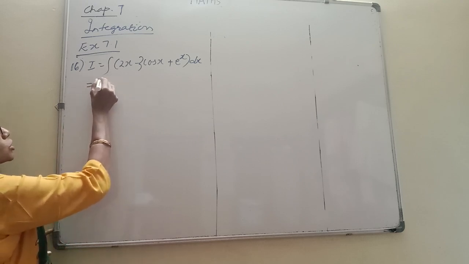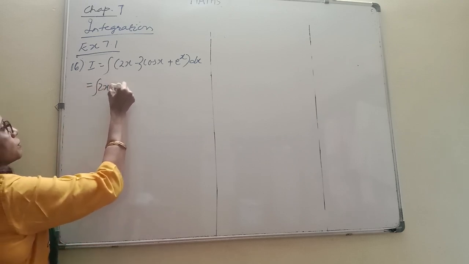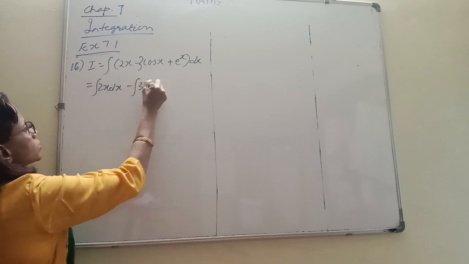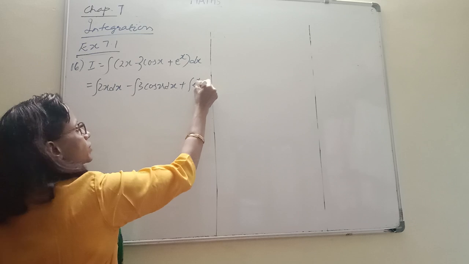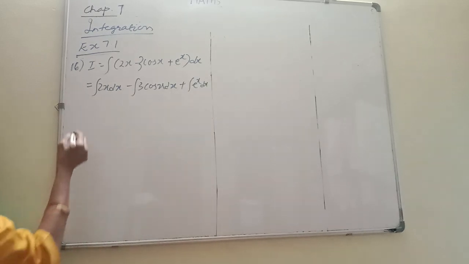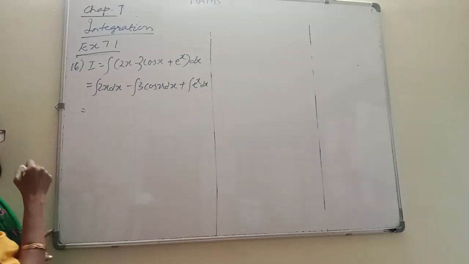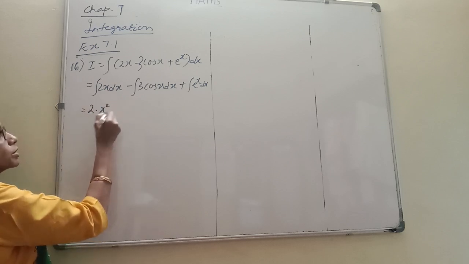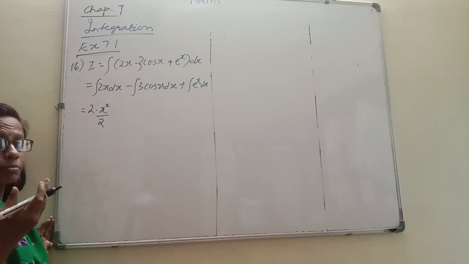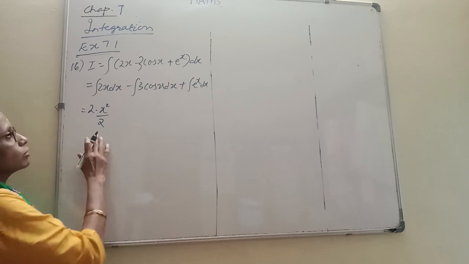This is 2x dx actually, the first one. Next it is 3 cos x dx. And then the next one it's e raised to x dx. So everything is direct. We can get the integral directly. So 2 moves out. The integral of x is x squared over 2. So it is 2 times x squared over 2, because we have the formula x raised to n plus 1 over n plus 1. By that you will get this.